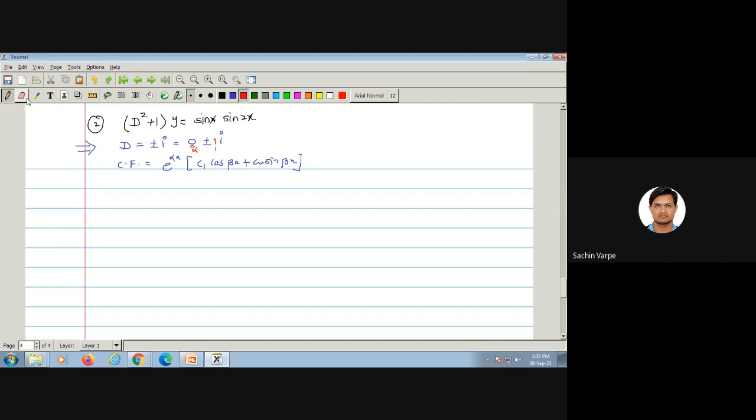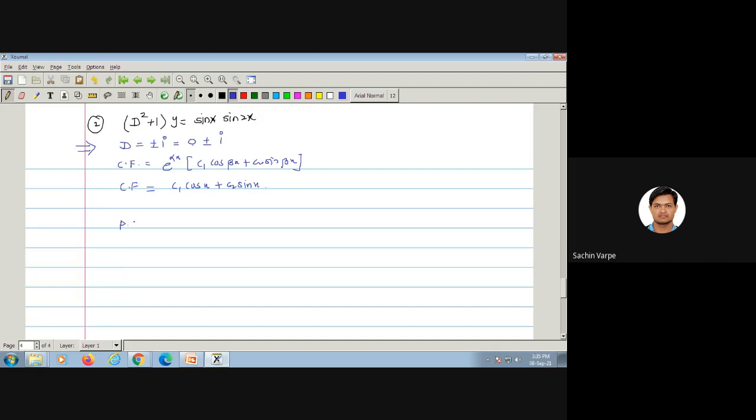So therefore, for alpha equal to 0, e raised to 0 is 1. So that will be c1 cos x plus c2 sin x. Clear? So this is the complementary function.